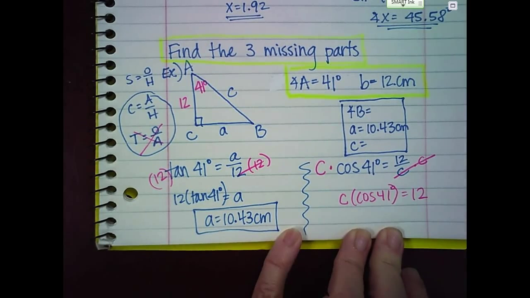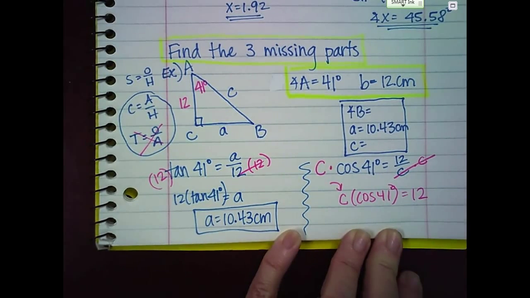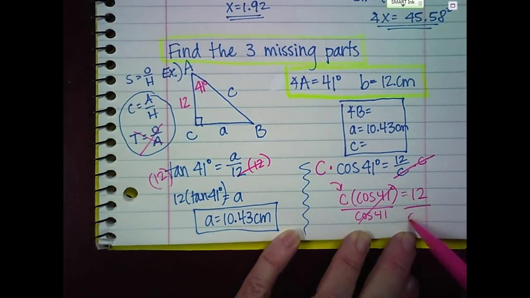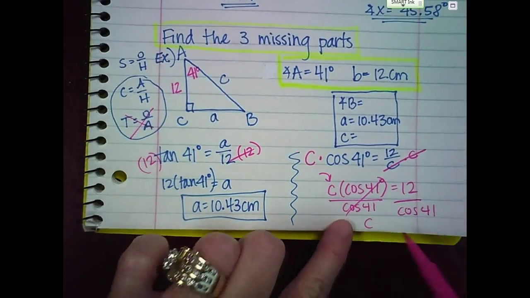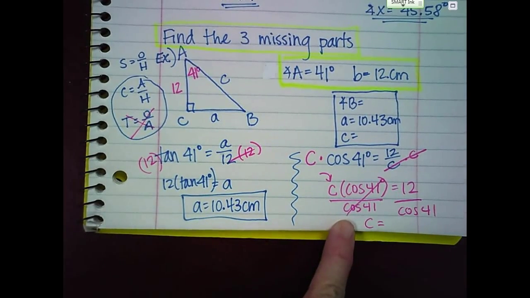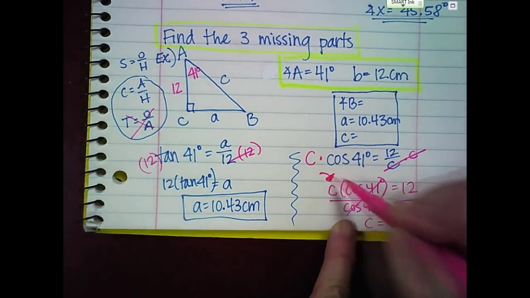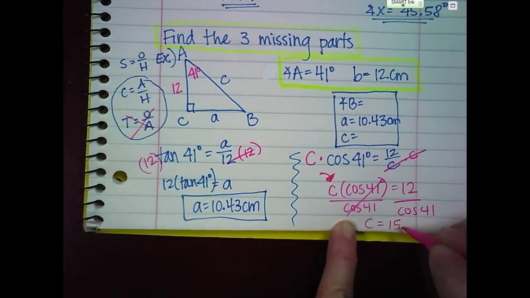Get 12 first in the calculator. So now I'm solving for C, right? What do I have to get rid of? Divide by cosine of 41. So the calculator, you're actually going to do 12 divided by cosine of 41, solving for C. 15 point what? Thank you.